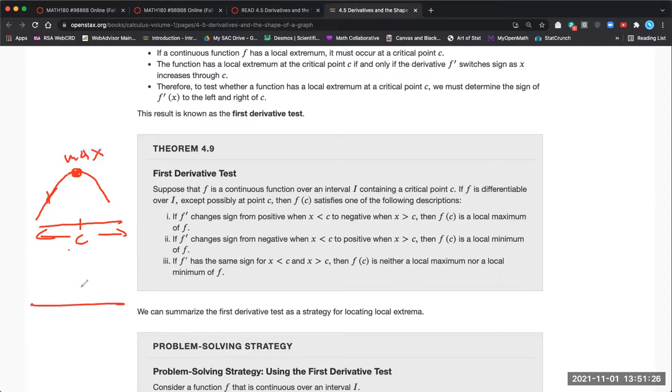And then the same can be said again, if it's decreasing and then increasing, then this has to be a minimum. F prime changes sign, meaning that it goes from negative to positive.